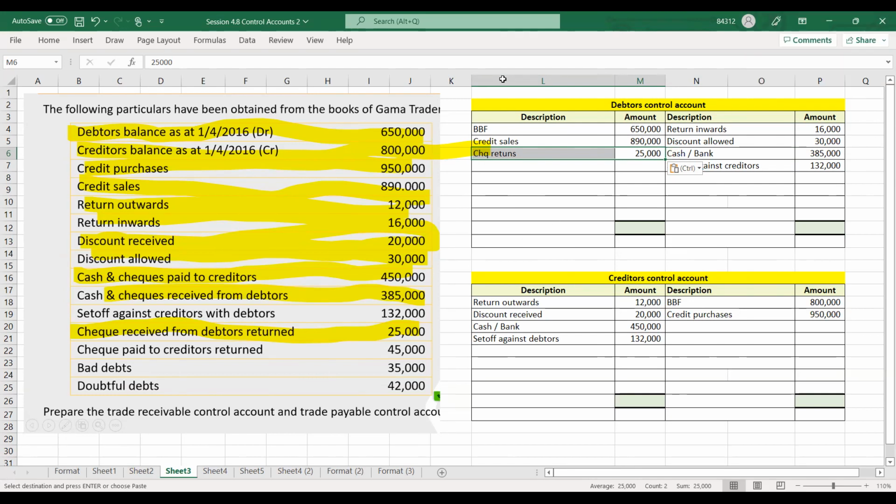Then the same thing applies for checks paid to creditors that are returned. Then the creditor balance also will be credited, increased, 45,000.